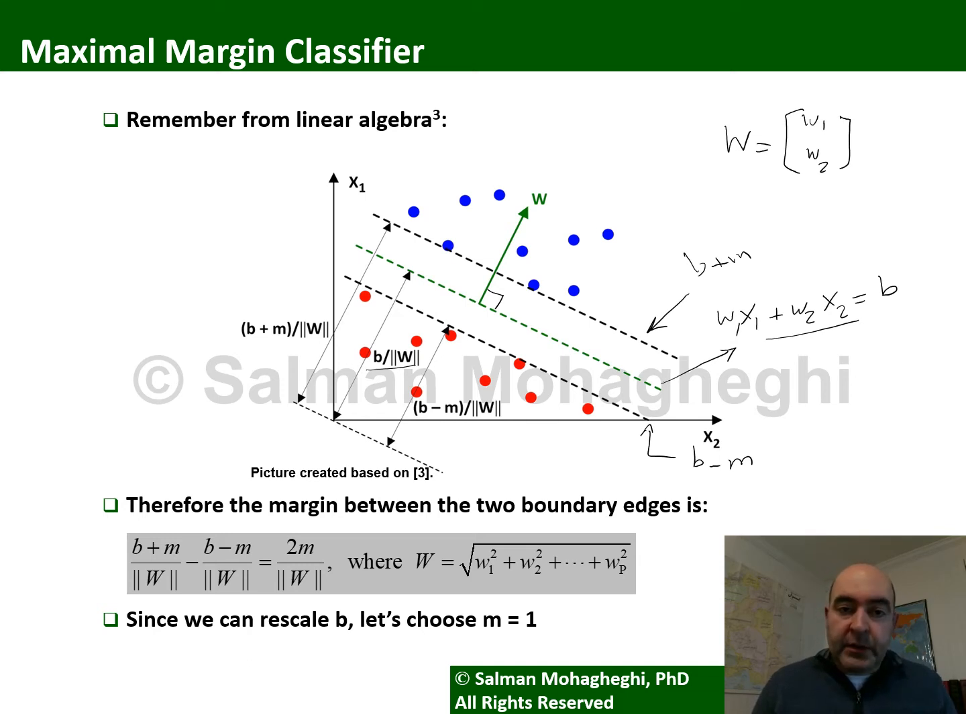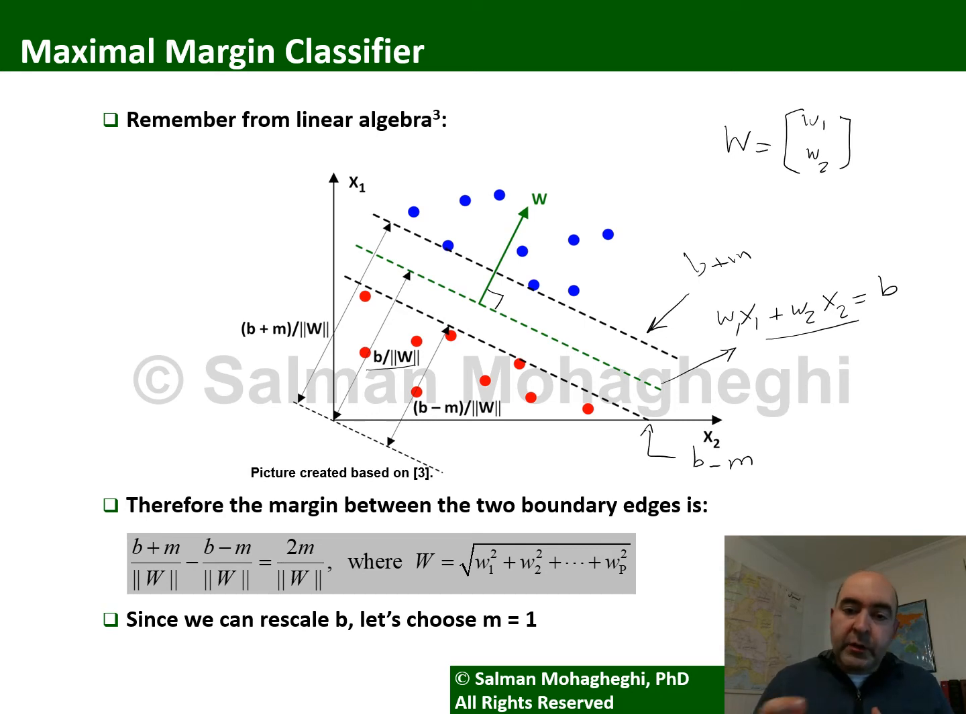Following the same logic, the distance of this edge line for class blue to the origin along the lines of W would be B plus M divided by the 2-norm of W, and for this one it is going to be B minus M divided by the 2-norm of W. The 2-norm is going to be the square root of W1 squared plus W2 squared plus W3 squared, and so on. In this particular two-dimensional case, it's just going to be the square root of W1 squared plus W2 squared.